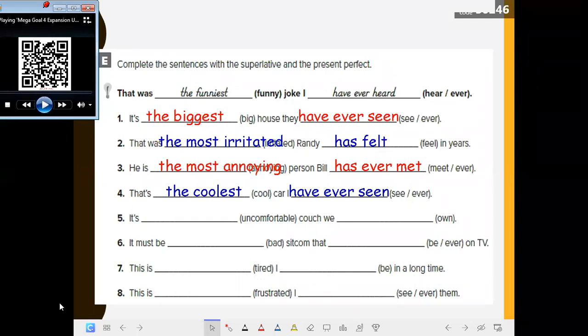It's the most uncomfortable couch we have owned. I have only couch we have owned. Yes, we have owned. Excellent. So the most uncomfortable couch we have owned.